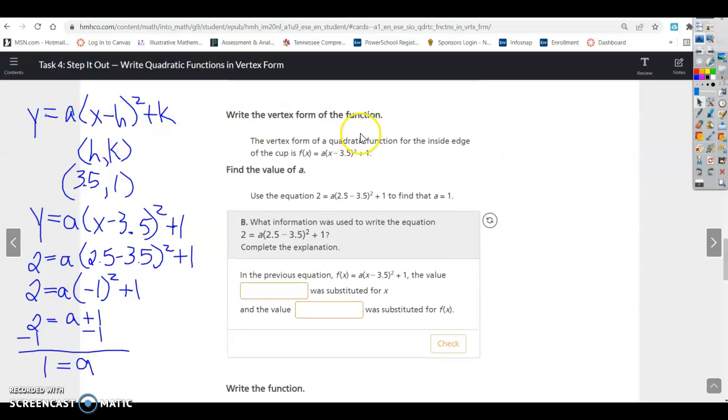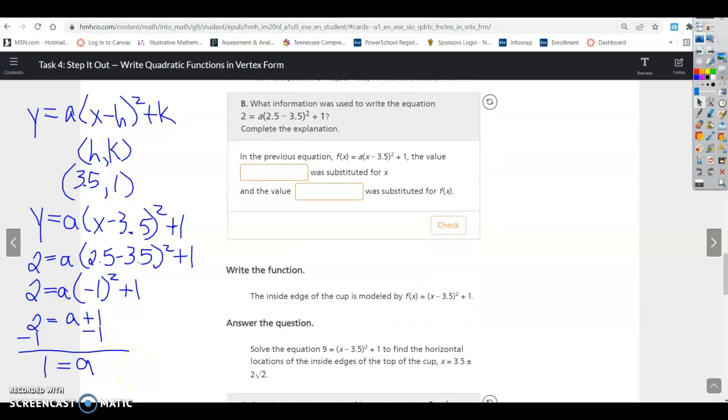So it says write the vertex form of the function. The vertex form of a quadratic function for the inside of the coffee cup is f of x equals a times x minus 3.5 squared plus 1. That's right here. Okay? Find the value of a. Use the equation 2 equals a times 2.5 minus 3.5 squared plus 1 to find a. That's what we did. We plugged in the 2.5 and the 2 and solved for a.